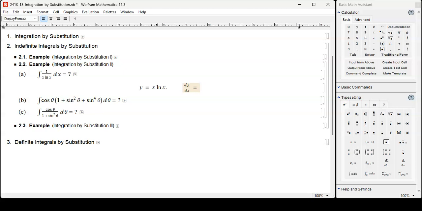And you'll already see something is not going right. Take the derivative, and then we have a product rule. The derivative of the first function times the second function plus first function times the derivative of the second function. So we get log of x plus 1. And consequently, what are we getting? dx is 1 over 1 plus log of x dy. That's what you're getting, right?